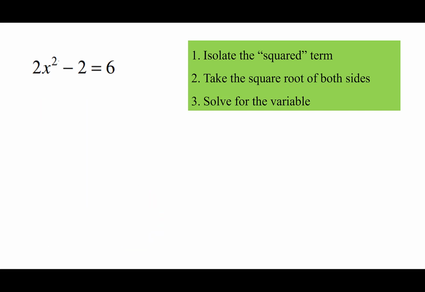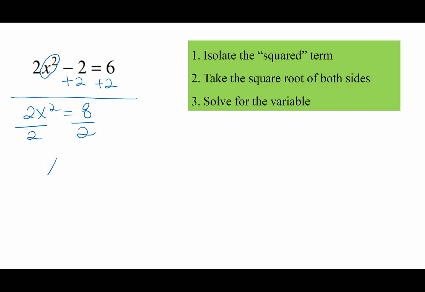Okay, let's continue. This one again, the x squared is the squared term. So we'll add 2 to both sides. 2x squared equals 8. Divide both sides by 2. X squared equals 4. And then to finish this problem, we need to take the square root of both sides. And x equals positive 2 or negative 2.